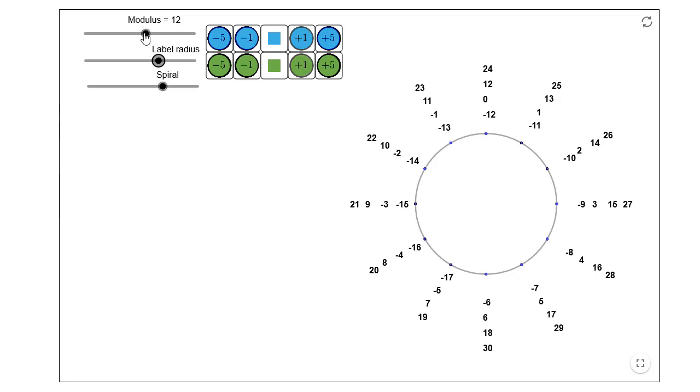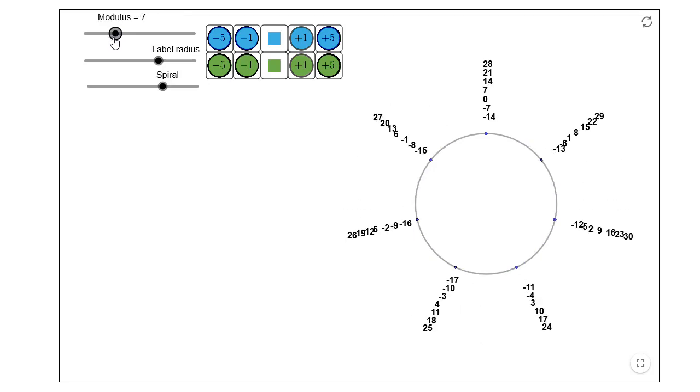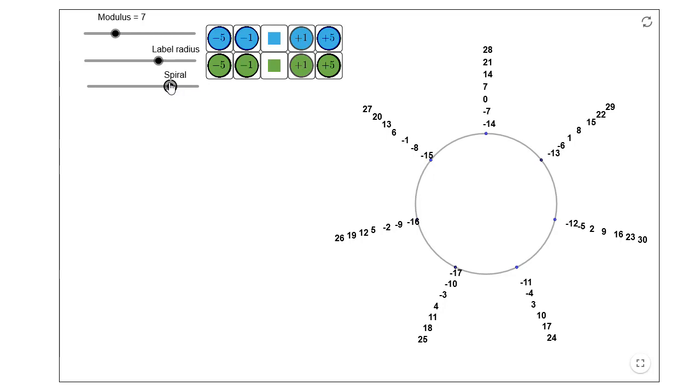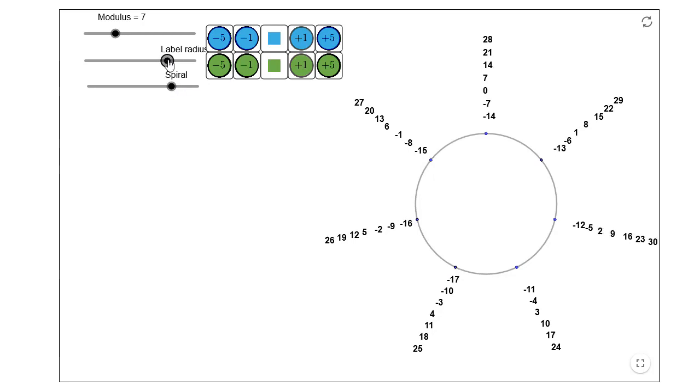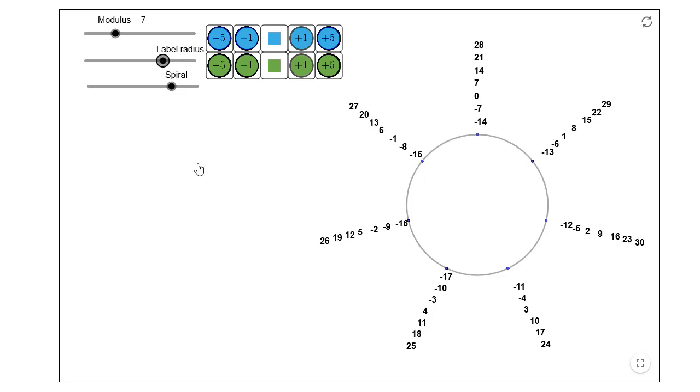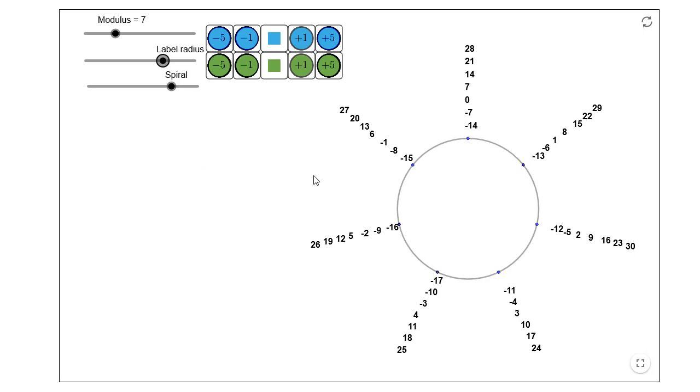And then the modulus itself, if we try a different number besides 12. 12 is chosen just because that's typical on a clock, right? But if we bring this down to say 7, this groups all of the numbers into 7 piles. If I loosen up the spiral a little bit, let's make the radius a bit bigger. Can we scoot this? Yeah, we can.